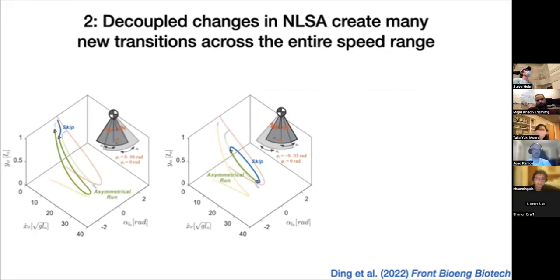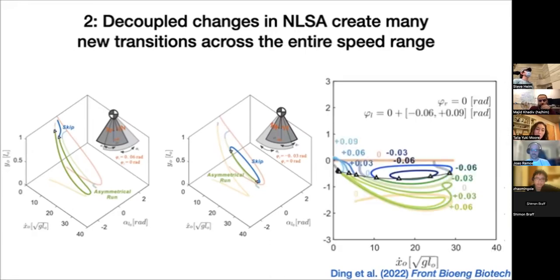We go from kind of a partial loop all the way to a closed oval. If we look at the transitions across many different neutral leg swing angles, we sweep across those. These transitions happen across the entire speed range. This also introduces new transitions between the symmetrical and asymmetrical continua.